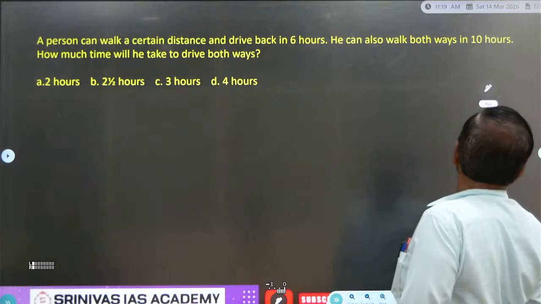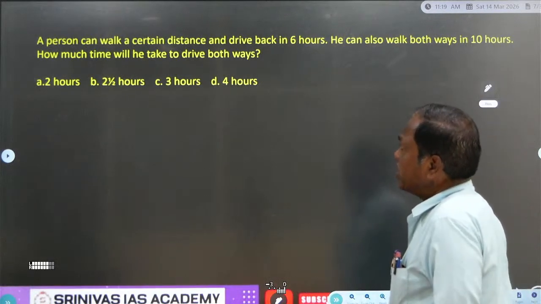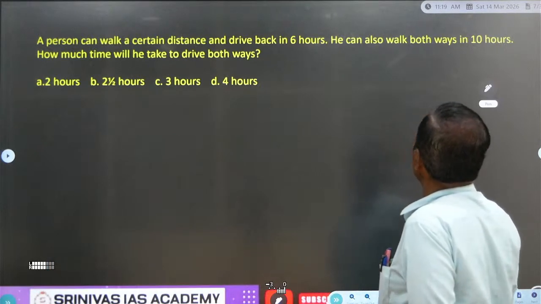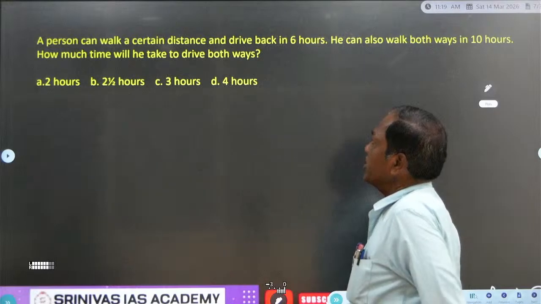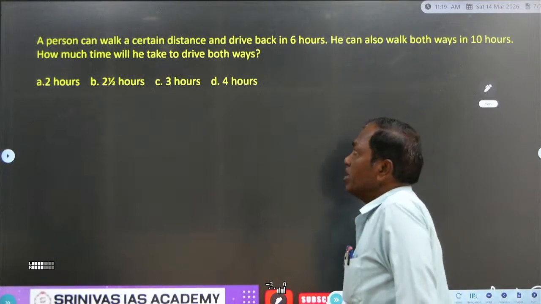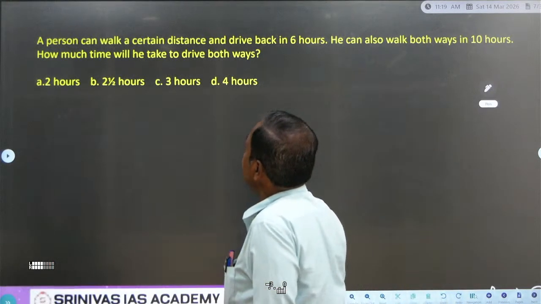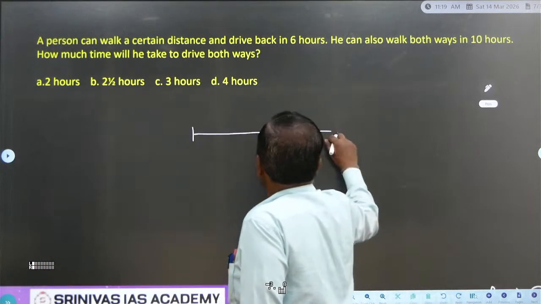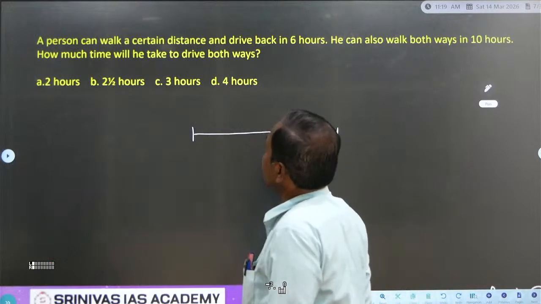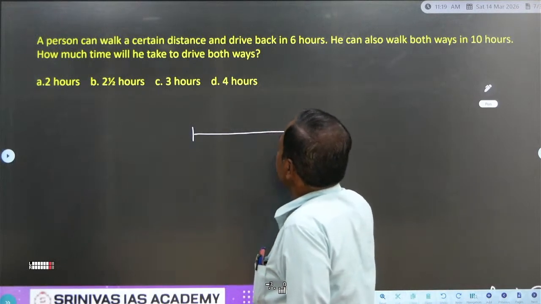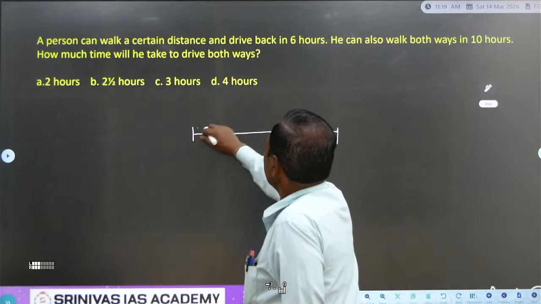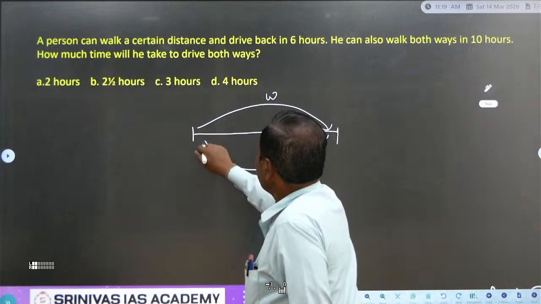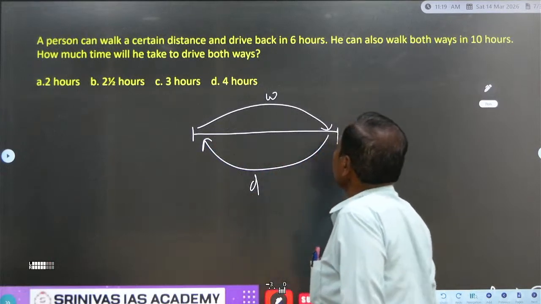Next. A person can walk a certain distance and drive back in 6 hours. He can also walk both ways in 10 hours. How much time will he take to drive both ways? A person can walk a certain distance and drive back in 6 hours. Let us say this is the starting point. You can take walking, drives back. This is the driving.